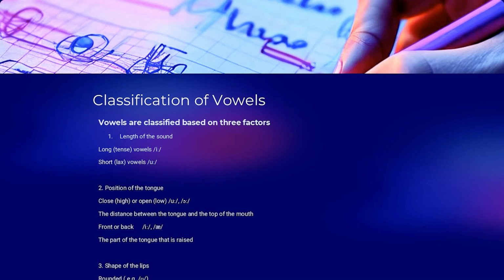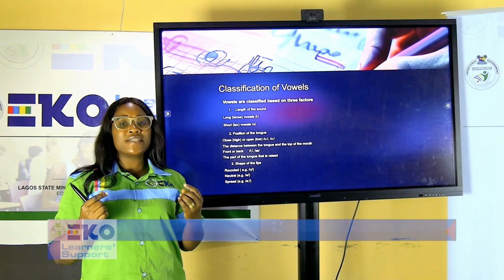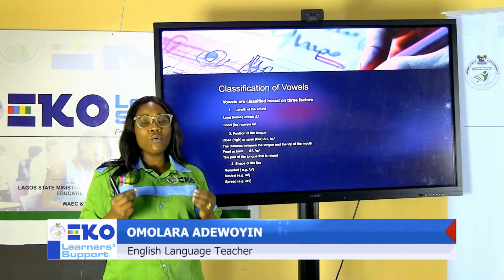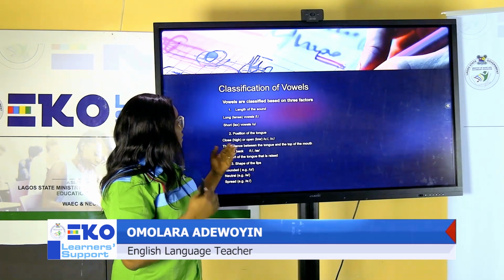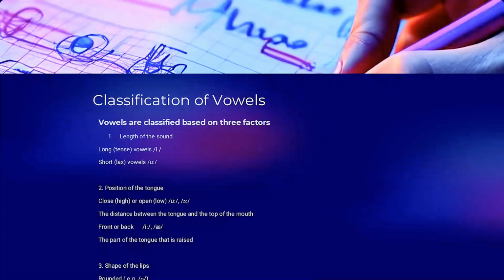Let's move on. The position of the tongue is another way to classify or characterize our vowels. We have the close or open. For the close sound, we have oo. You can see that in the articulation of the sound oo, my mouth is closed. Now, if I look at the open position, I have oh. My mouth is more open in O than in the pronunciation of the sound oo.